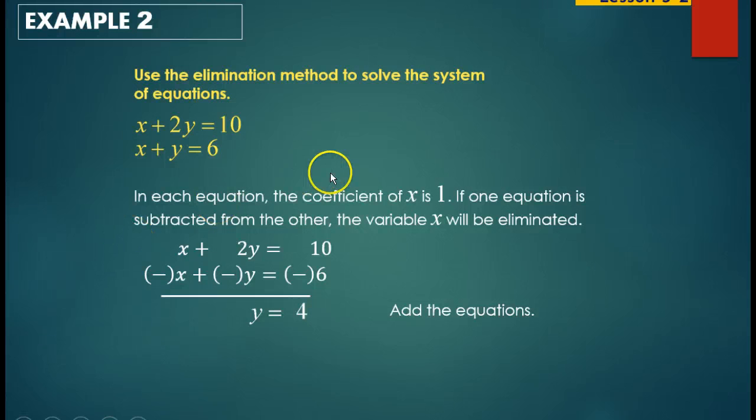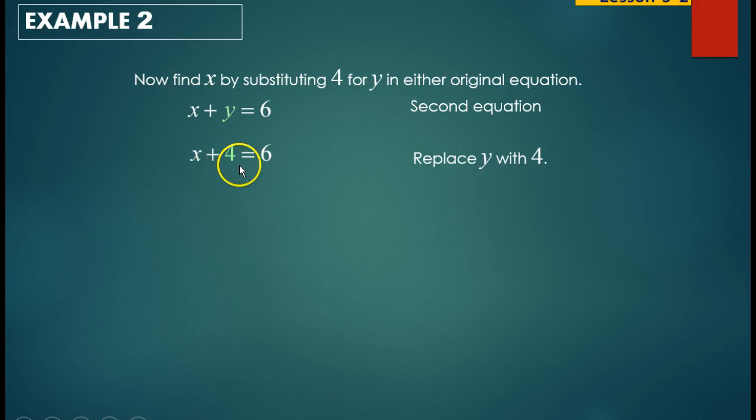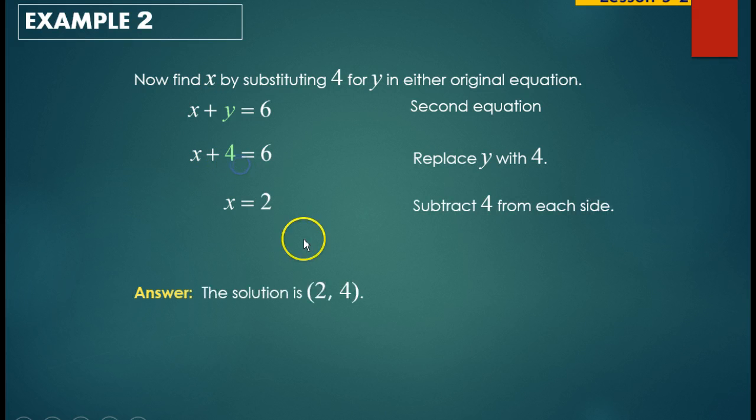Now again, we're going to substitute that back into one of the equations. Substituting it into the easier one, which happens to be the second equation, we're going to put 4 there. x plus 4 equals 6. Subtract 4 from both sides, we get x equals 2. The final solution is 2, 4.